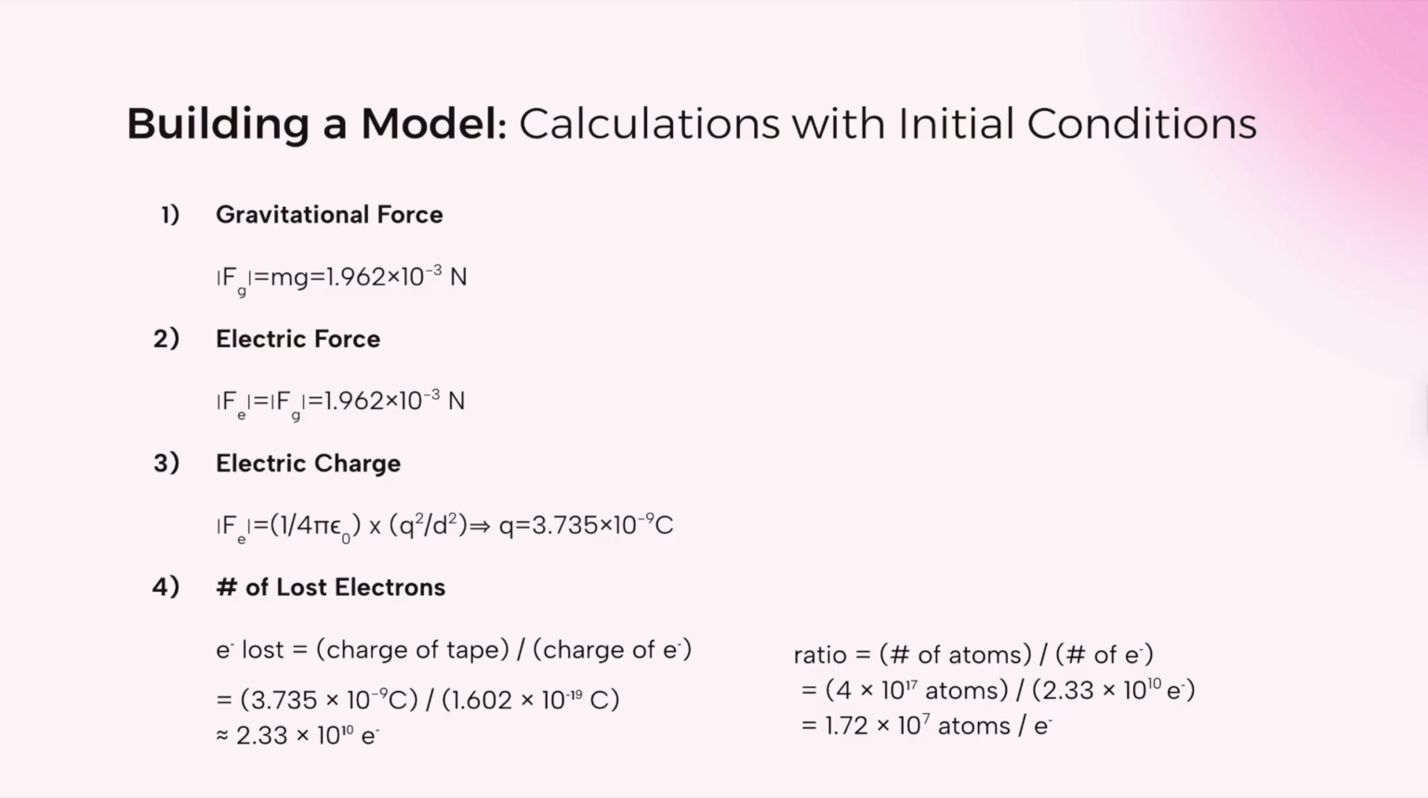At equilibrium, the upward force equaled the downward gravitational force. Solving that gave the tape's charge, 3.7 times 10 to the negative 9th coulombs. We found that each tape lost about 2.3 times 10 to the 10th electrons. It's striking how such a massive number of electrons results in a very small but still measurable charge.